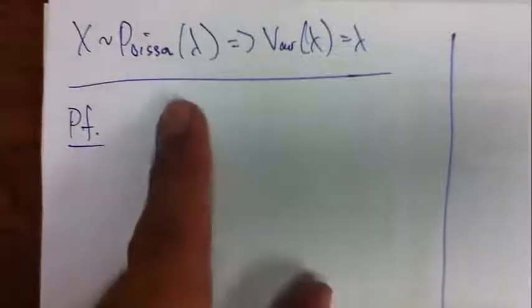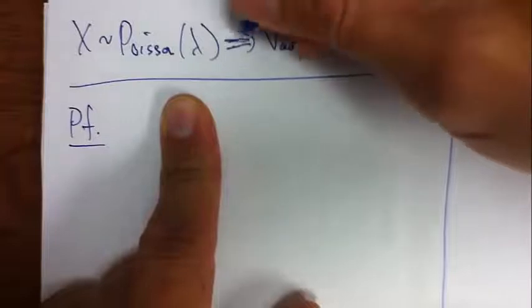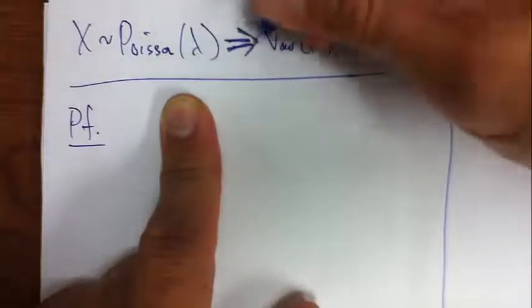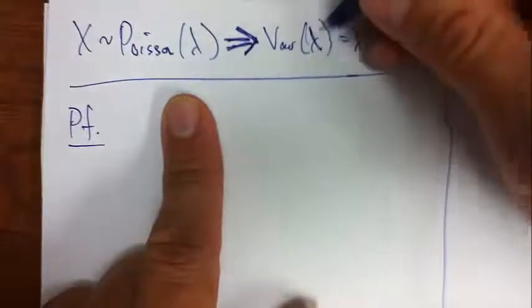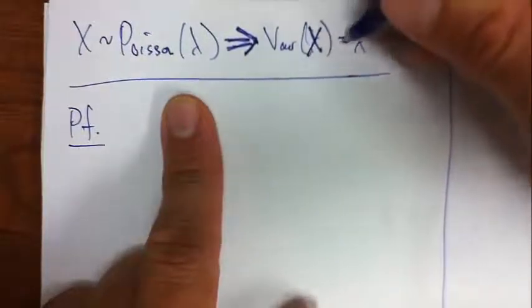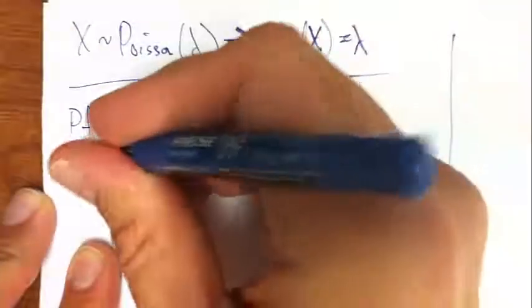has a Poisson lambda distribution, then the variance of x is also lambda. Hey, pretty great, right? The mean and the variance of a Poisson lambda are both lambda. Okay, so that should be pretty easy to remember. All right, so let's prove this.